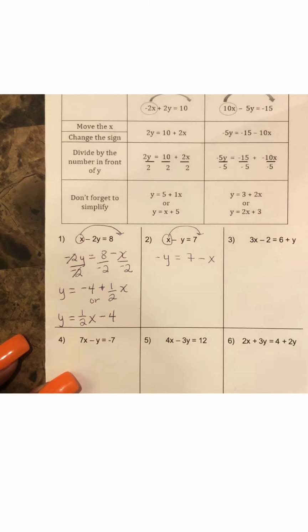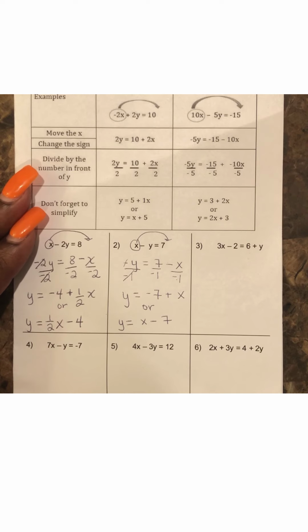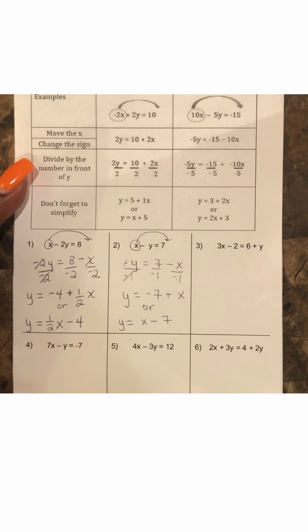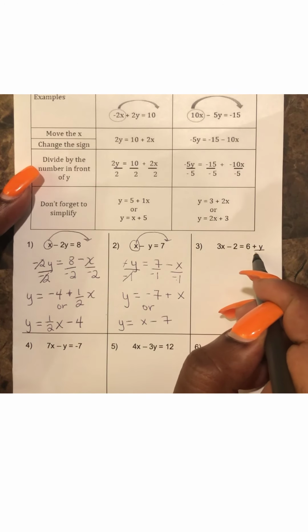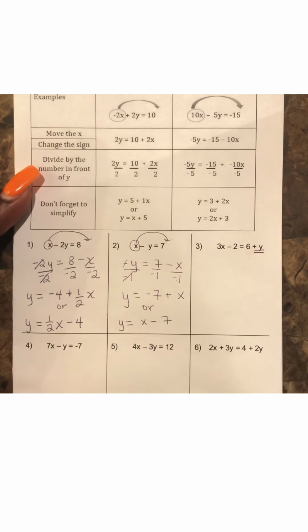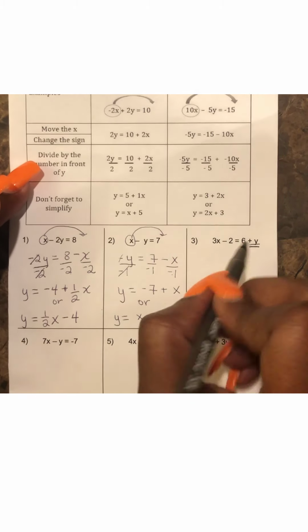Now, let's take a look at number 3. In number 3, we have 3x minus 2 equals 6 plus y. Now, we got some stuff going on in this one because we're solving for y. We want to get y by itself, but it doesn't look like the other two problems we've done. So what I want you to do right now is underline what you want alone, okay? Here we want y alone, okay? So let's draw a line.